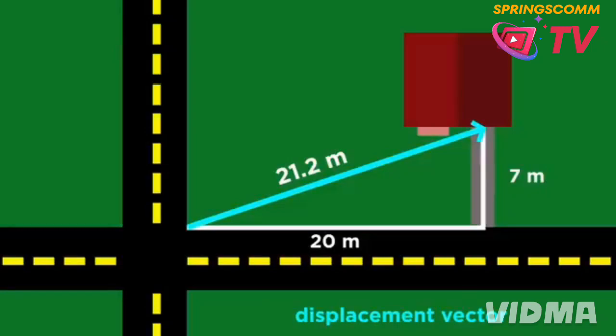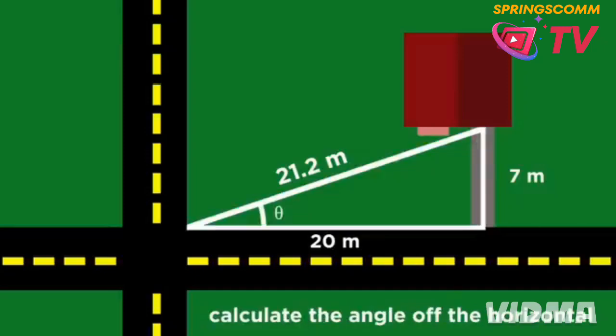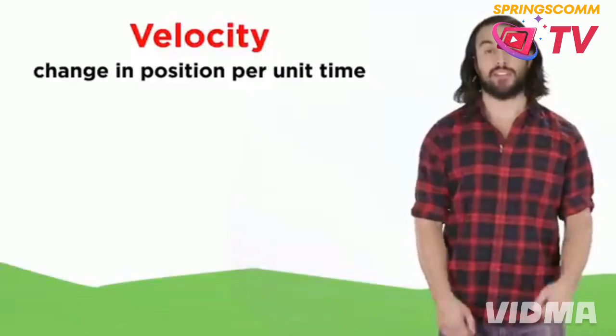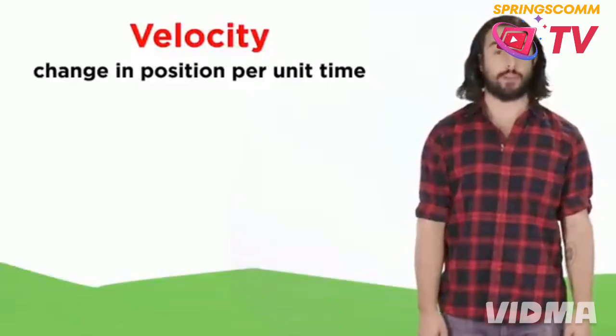This vector, which follows the straight line path, is the displacement vector for both of you, and we can report your position with x and y coordinates like this, 20, 7. Or we could report the magnitude of the displacement vector, which will be equal to the shorter distance you traveled, and calculate the angle off the horizontal using trig functions if we desire, in order to report the direction of the vector. Next, let's look at velocity, which is the rate of change in position.